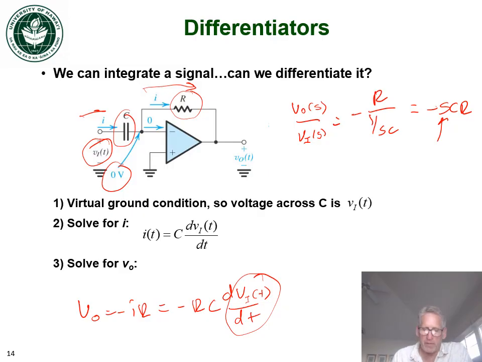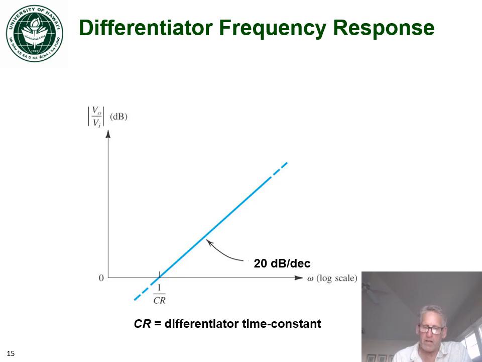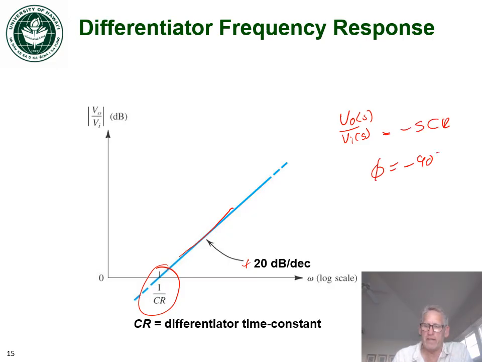We look at the frequency response of this. What we see is that it's just going up at plus 20 dB per decade. Again, we have this term 1 over RC, which is the differentiator time constant, and the phase. Remember, this was V out over V in of S. This was minus SCR, so the phase is equal to minus 90 degrees.